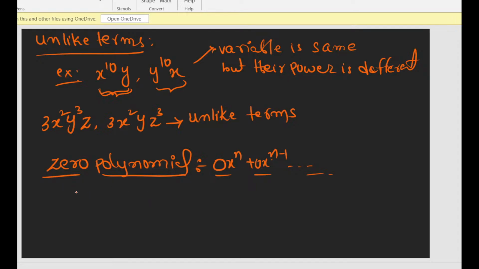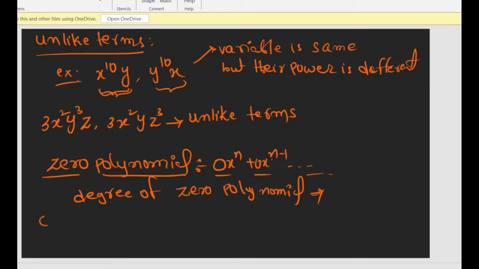The degree of the 0 polynomial is, comment your answer.